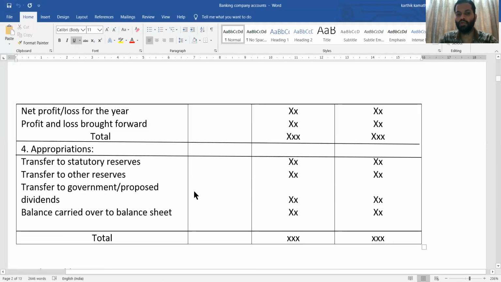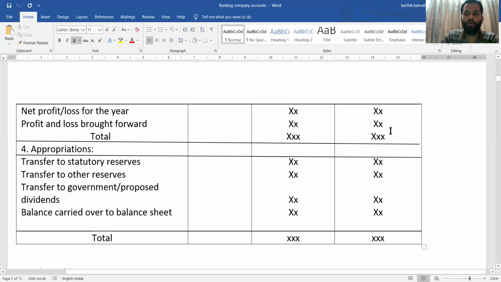If there is any proposed dividend, dividend information is given in the problem. Then that information you need to write. Then balance carried over to balance sheet. How to get balance carried over to balance sheet? That is the total amount you are getting in this one.